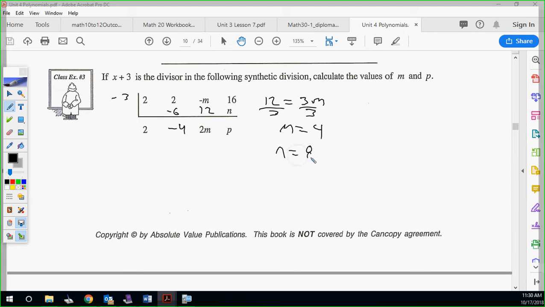So n is 8 because 2 times 4 goes there. 16 plus 8 is... Oh, yeah, I forgot times, didn't we? So, no, n is not 8 yet. N is negative 24, yeah, because it's going to be 8 times negative 3. So 16 plus a negative 24, that's going to be negative 8. So p is negative 8.